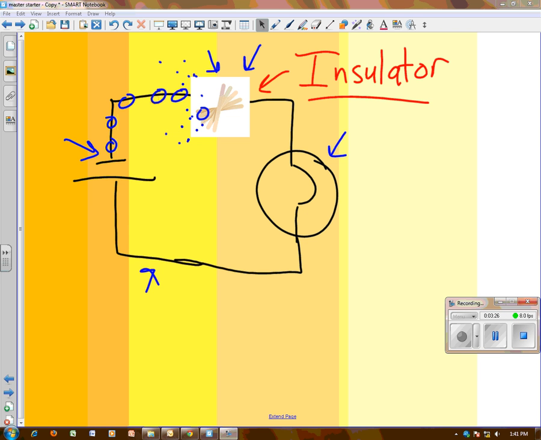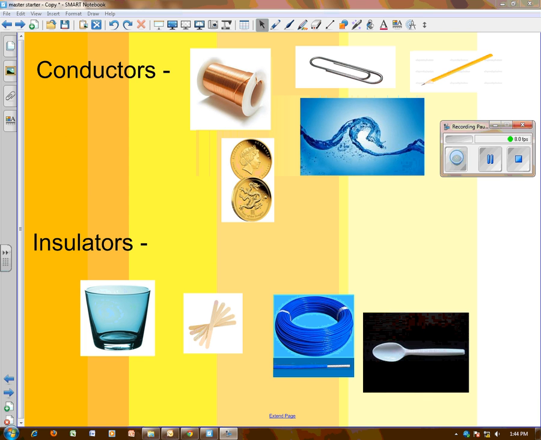Let's just briefly look at all of the insulators and all of the conductors. Okay, guys, here's your basic conductors. You've got your copper wire, you've got your paper clip, just any sort of metal. You've got your graphite, which is a bit of a type of metal in the pencil. You've got these gold coins, another metal, because metal is a big conductor. And you've got water. Guys, really important to remember. Metal and water always conduct electricity.